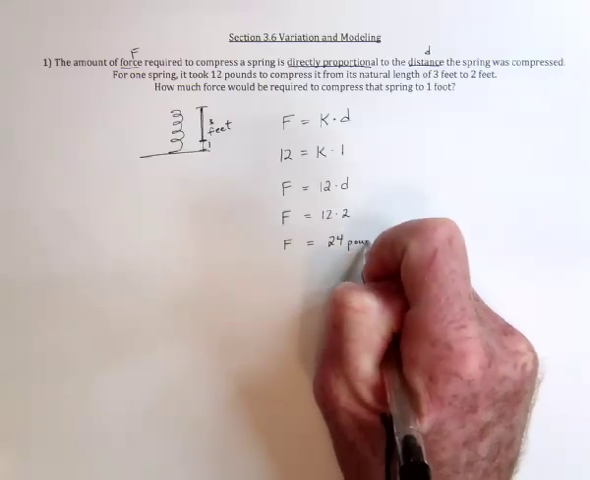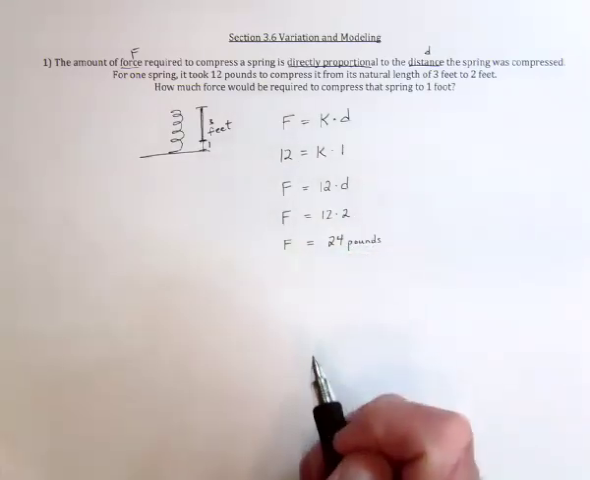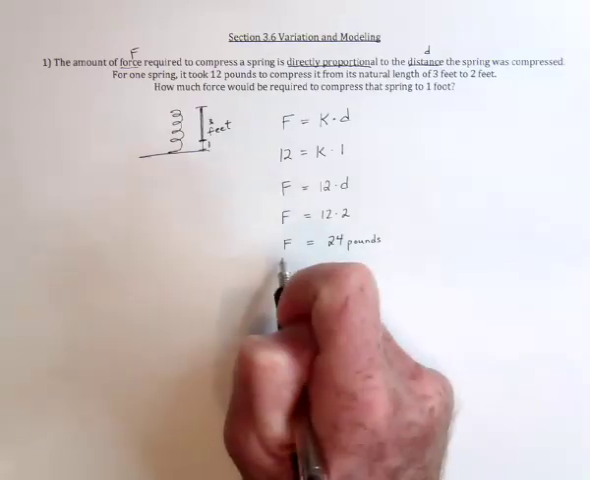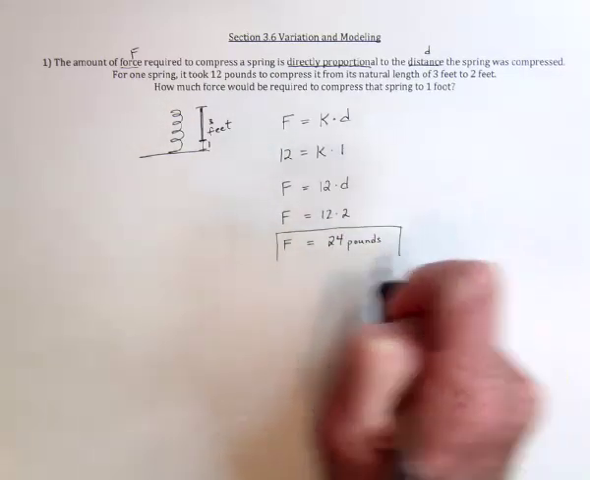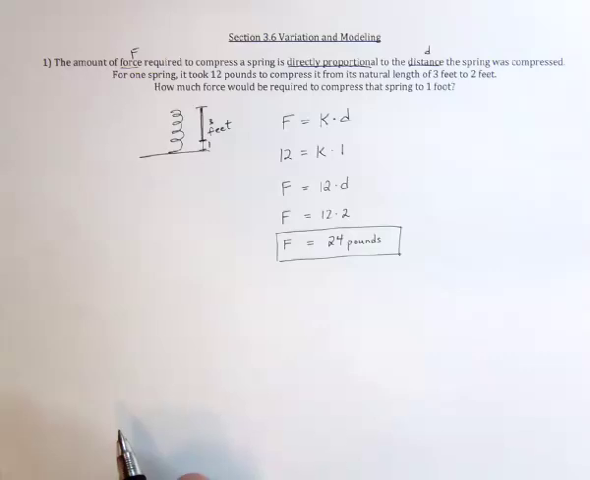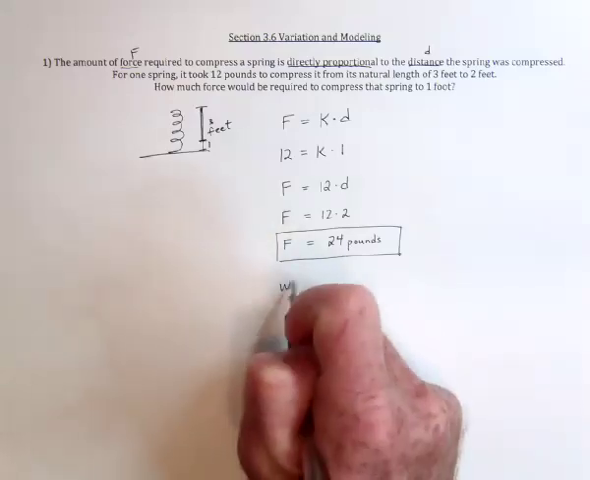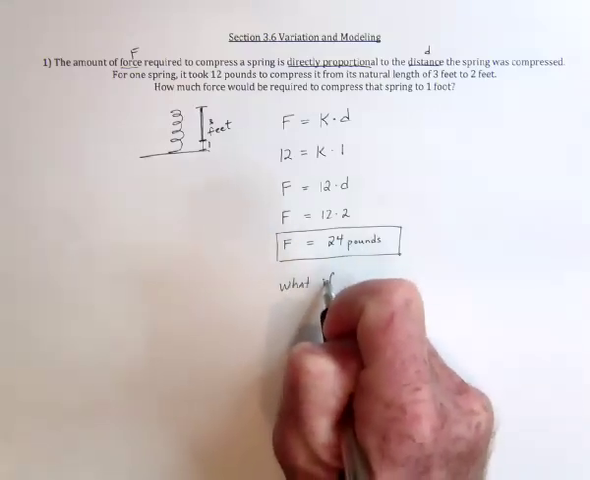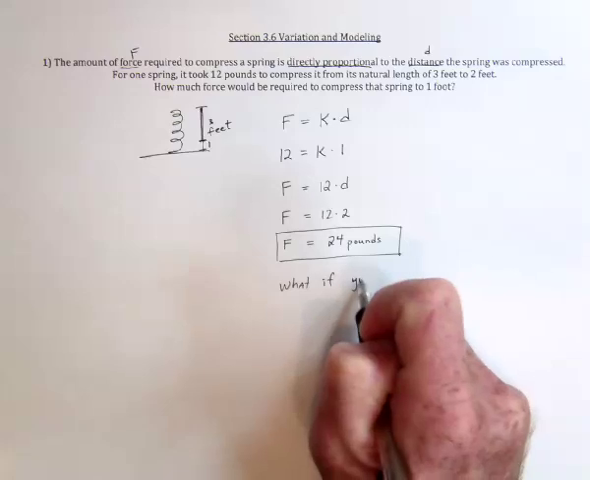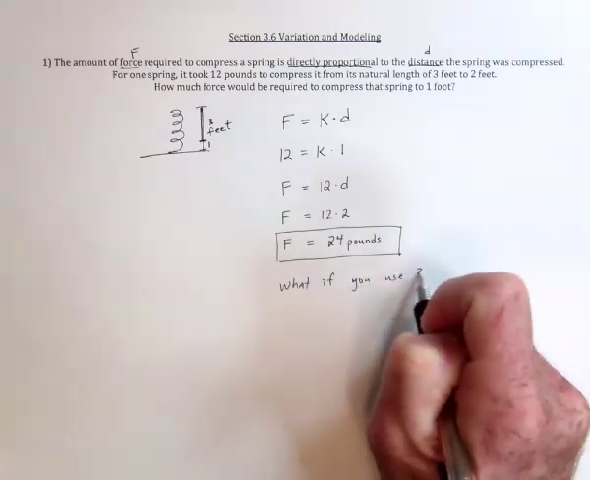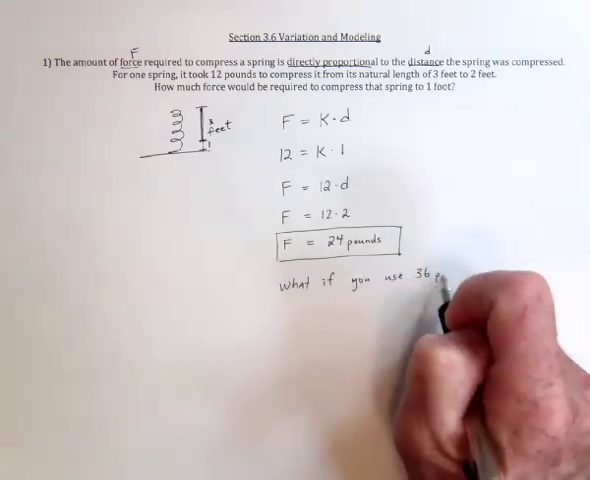So if you put a small child on this spring, that would compress it down by 2 feet. Don't let go of that child. And then just out of curiosity, what if you got a bigger child that weighed 36 pounds?